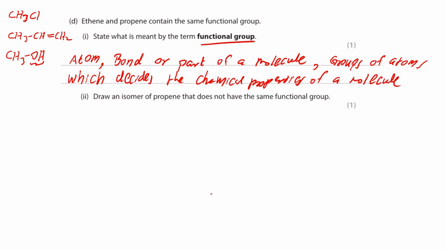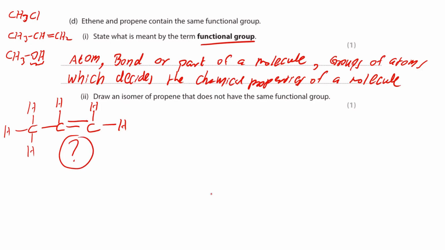Draw an isomer of propene that does not have the same functional group. So we have propene, right? I'll draw propene here: 1, 2, 3. Carbon should have 4 bonds, with a double bond. Now they say draw an isomer of propene but it cannot have this double bond. We are in big trouble. This is a common question they always ask.